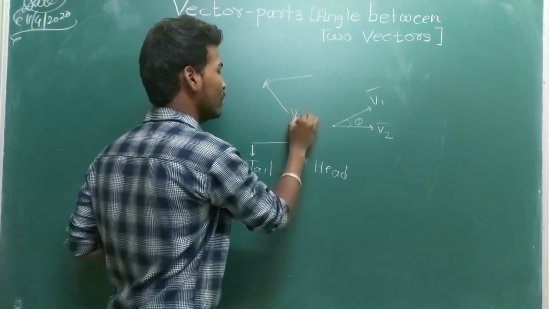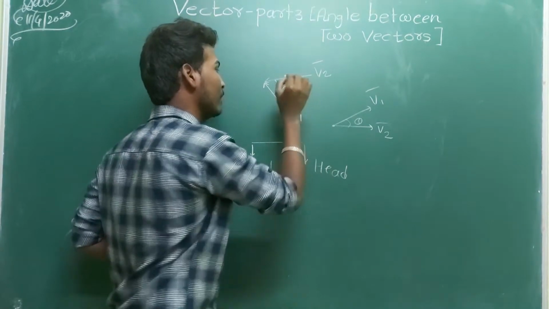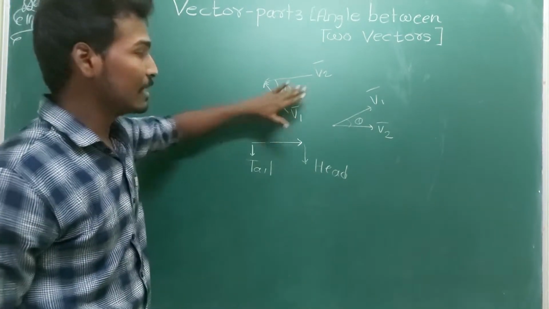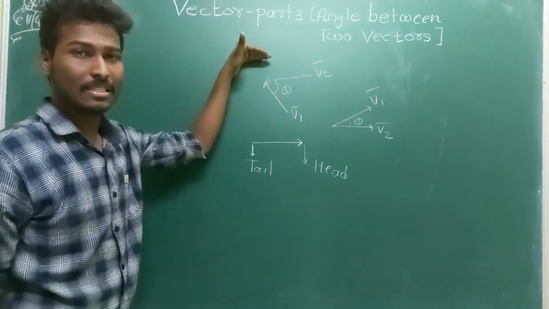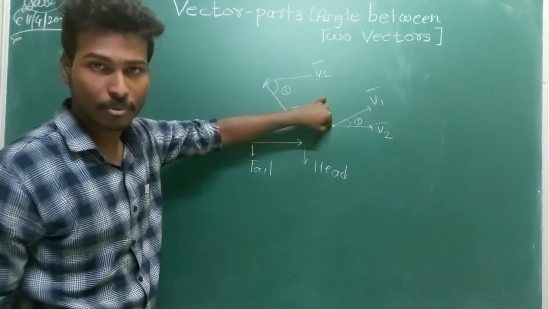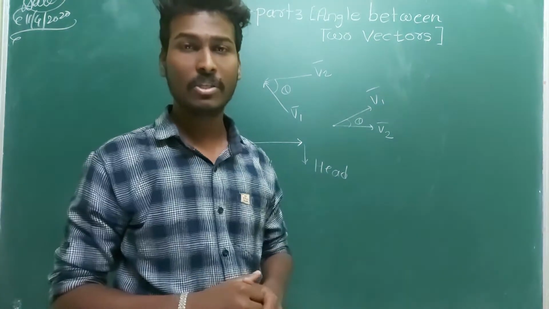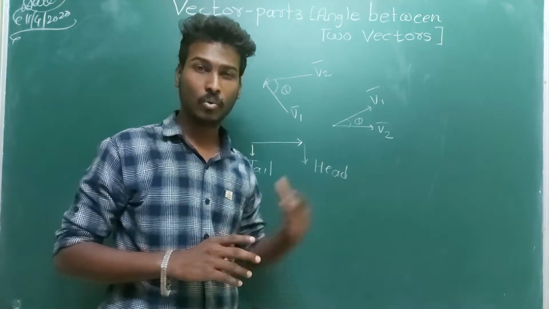Okay, v1 bar and v2 bar. Here we have angle theta. Here also the v1 vector and v2 vector are placed head to head to each other. Here tail to tail to each other, head to head, tail to tail. Then only we can measure the angle between two vectors.